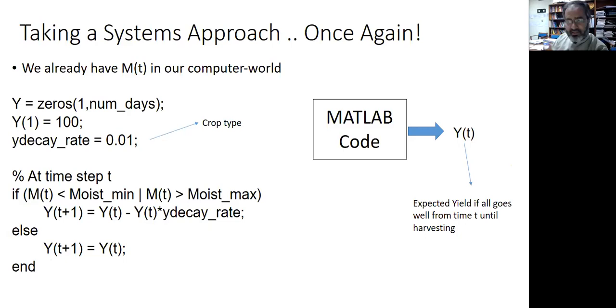But you see the analogy, right? I mean, this is what we are talking about. This y is this mental variable. Okay, this is the expected score. This is the expected yield at the end.